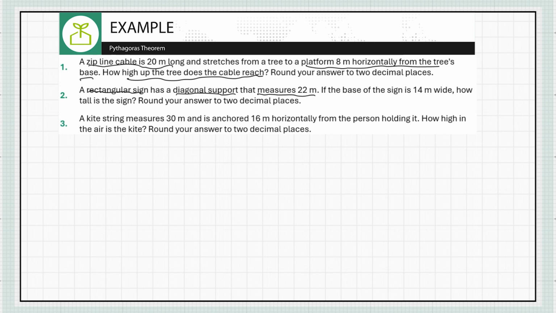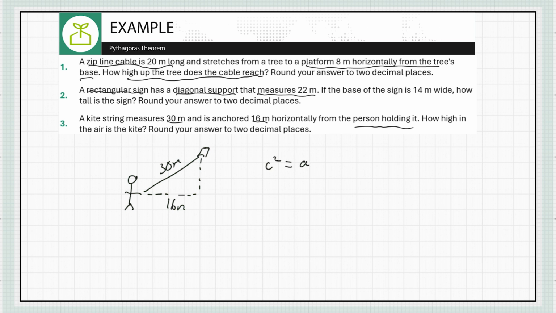Okay, lastly we have question 3. So we have a kite string that measures 30 meters and is anchored 16 meters horizontally from the person holding it. So here's our man, he's holding a kite. Here's our kite. Now, it is an unknown height. Its distance is 16 meters horizontal, and the length of the string is 30 meters.